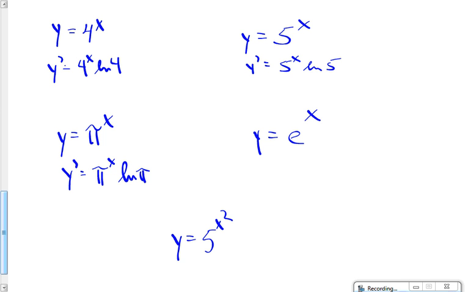Are there light bulbs going off for the next one? Mr. Best, we already know the derivative of e to the x, don't we? But if we use the rule we just learned, y prime is equal to e to the x times the natural log of e. Right? What's the natural log of e? 1. Isn't that cool?